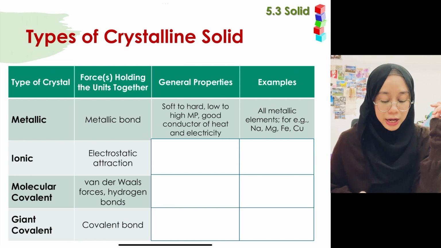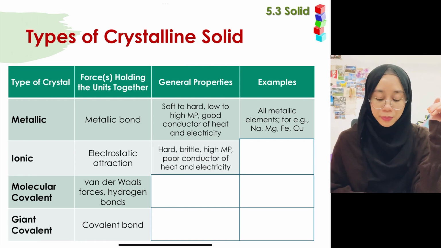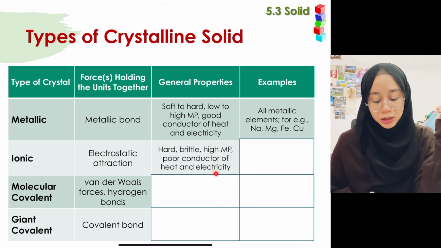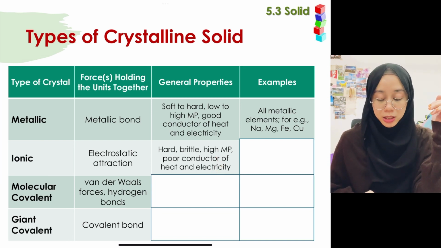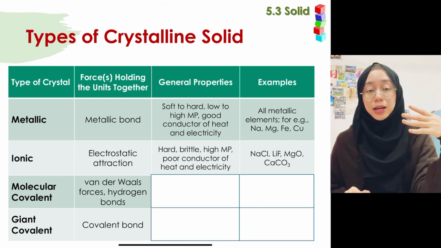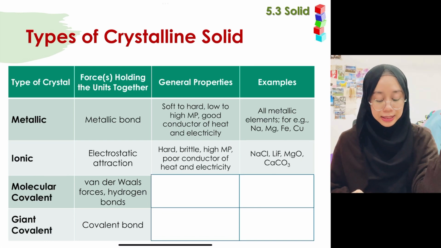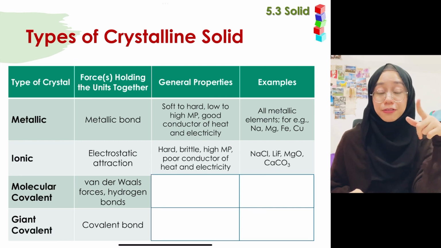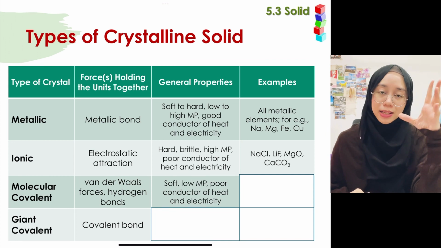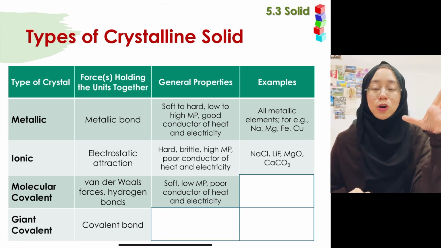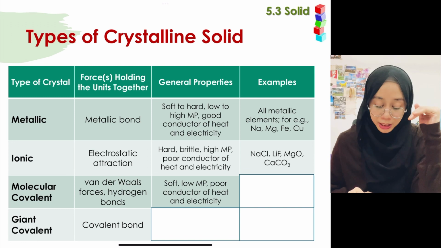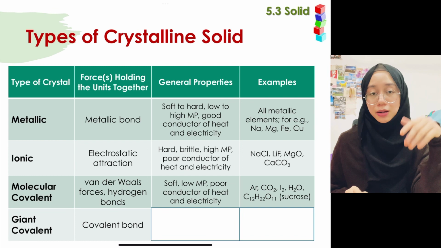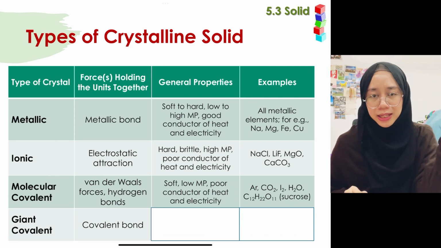Okay, kalau ionic pula, general properties dia, it is hard, brittle, but then it has a high melting point, but then it is a poor conductor of heat and electricity sebenarnya. So for example, macam garam, okay, ataupun calcium carbonate kat sini. Okay, and then kalau van der Waals forces pula, so van der Waals forces, molecular covalent solid. So ini pula, it has a soft structure, so boiling point ataupun melting point dia pun rendah juga, and then it is a poor conductor of heat and electricity. So for example, argon or any non-metals yang kita ada lah.